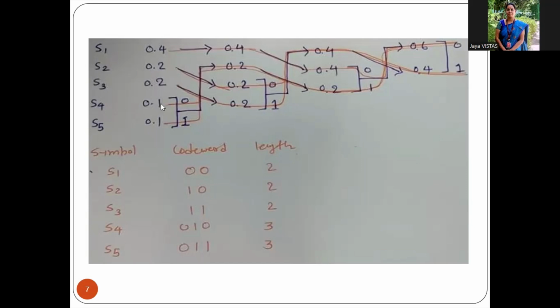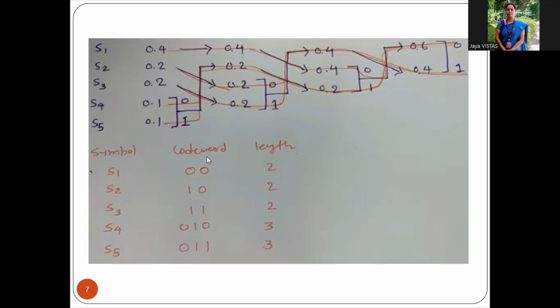Then the next one, S4, is 0, 1, 0. If you change or rearrange the bits, it is 0, 1, 0 only. Then S5: here it is 1, then here it is 1, then here it is 0, so 1, 1, 0. Then we change the MSB and LSB, and it is 0, 1, 1.